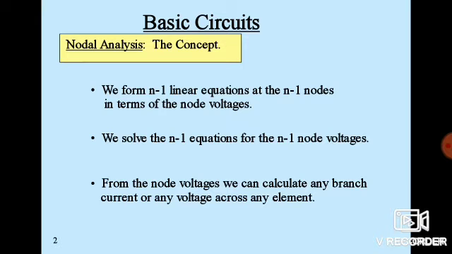We have to form n-1 linear equations, using Kirchhoff's current law for the n-1 nodes in terms of node voltages, that is V equal to IR. Then by using a matrix we solve the n-1 equations for the n-1 node voltages. Then from the node voltages we calculate any branch current or any voltage across any element.